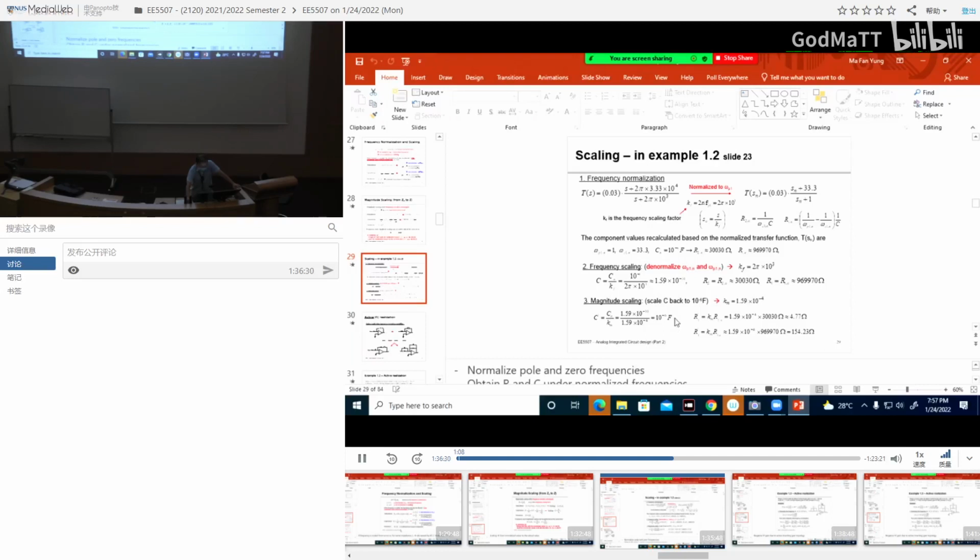And then when you do the magnitude scaling, the value of resistance also changes now. It dropped from 30K down to 4.77 ohms. It dropped from 970K down to 154 ohms.